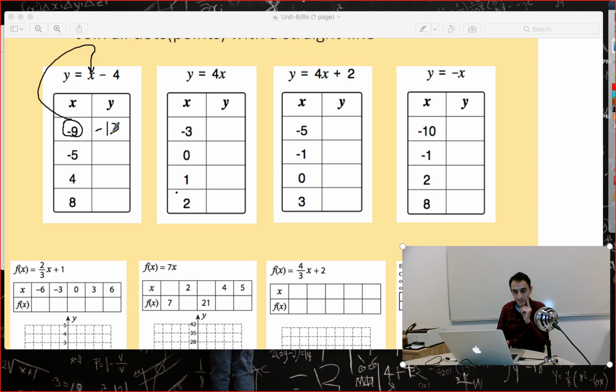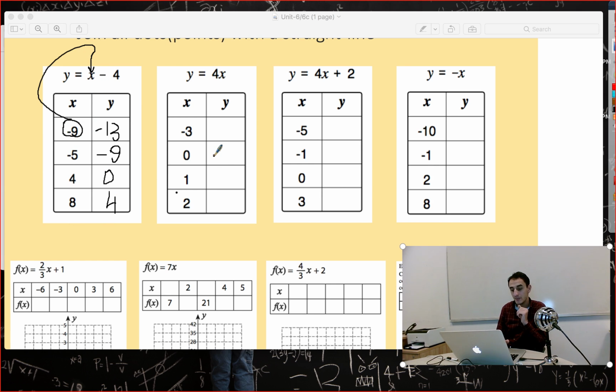Okay? Negative 5 minus 4 will be negative 9. Okay? 4 minus 4 will be 0. Here it is. And 8 minus 4 will be 4. Okay. First table is completed already.